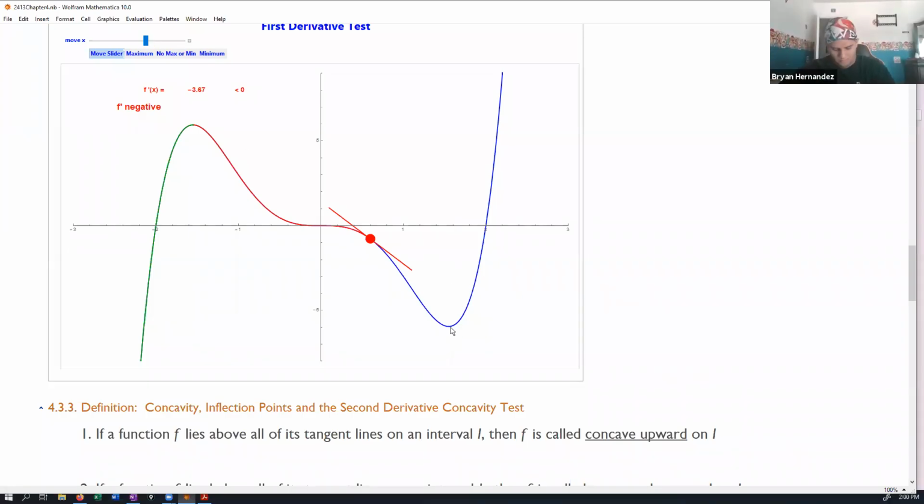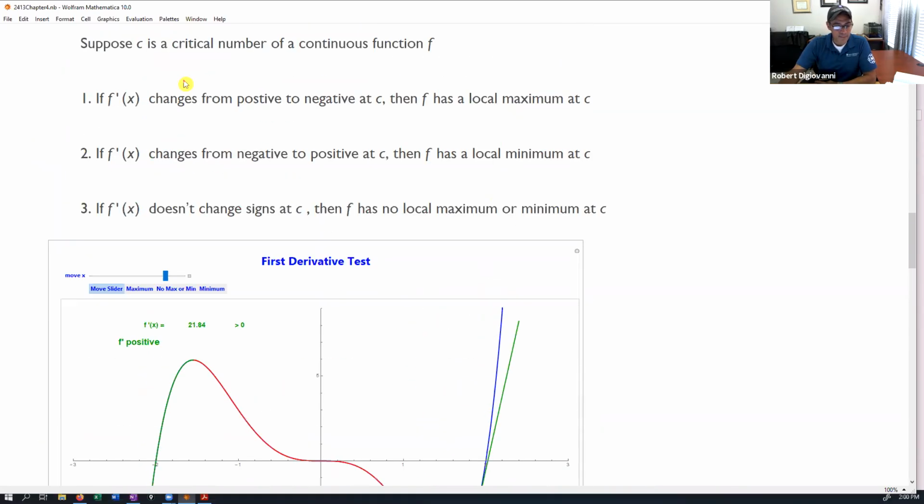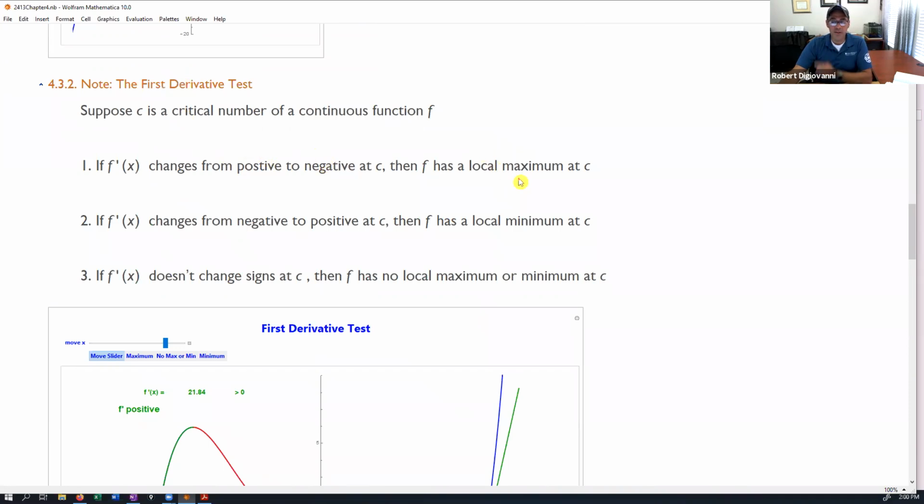You can see it happen right here. We have a local minimum. Look at what the derivative does: negative, negative, negative, switch to positive, positive, positive. So the test is: positive to negative is a local max. Negative to positive is a local min. No change in sign, you don't have a local max or min. Basically, this is a way for us to find local maximums and local minimums. This is how we do it. We have to run this test.